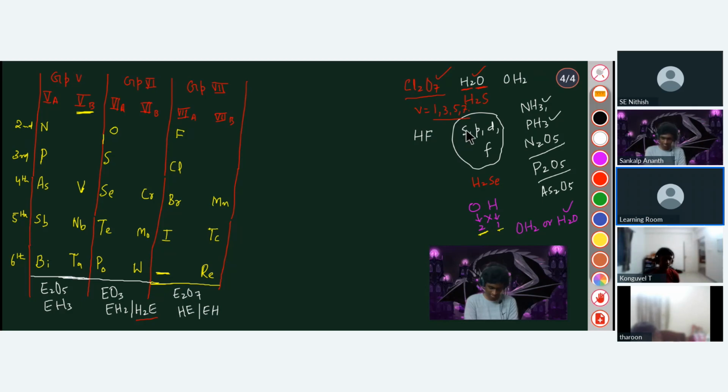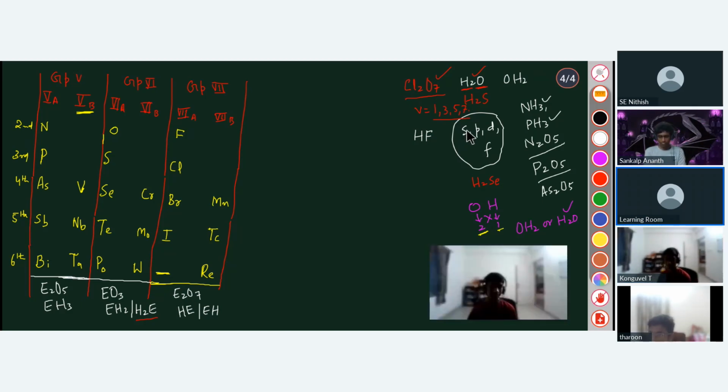Now see here, if you just want to know the oxidation state, then you have to remember that they will show plus 1, plus 3, plus 5, plus 7. So what you are talking of is the plus 7. That is the oxidation state. But I'm just talking of valency. In valency, you do not take the sign into consideration.